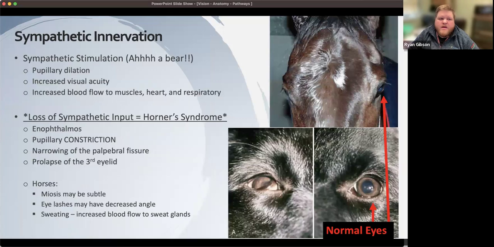All right. These are your 4 big loss of sympathetic input signs for Horner syndrome. This will be on your NAVLE, and then know what's different in horses. In horses, the miosis might be more subtle. You can see the eyelashes pointing more ventrally, downward. Horses will also sweat with Horner's. It's just a unique thing about them. Horses sweat with Horner's.